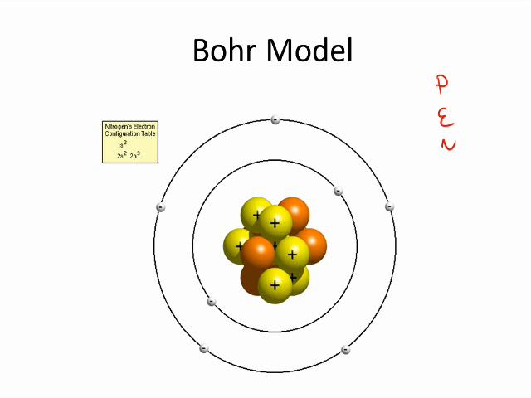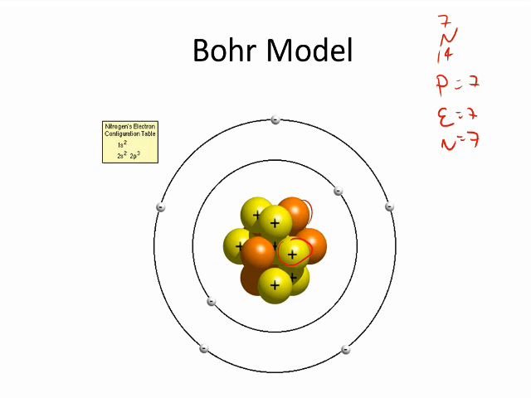Protons, electrons, and neutrons. This is nitrogen. It has atomic number 7 and atomic mass 14. So that means protons 7, electrons 7, and neutrons 7. And we can see in here we have 7 protons and 7 neutrons. Now the electrons, we don't just put 7 electrons randomly around the nucleus.